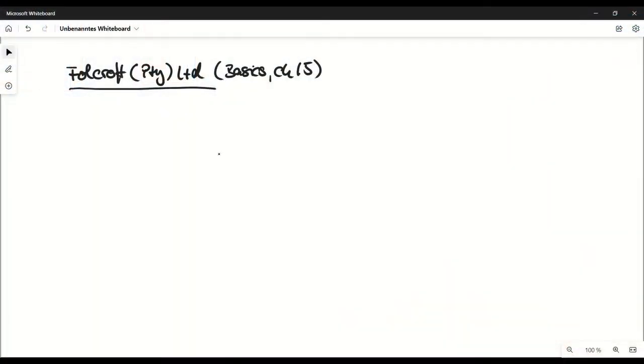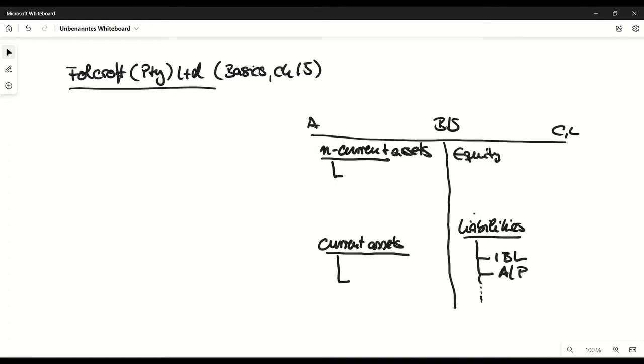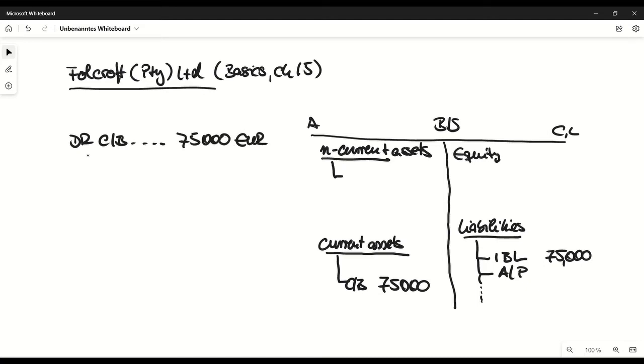I start to explain what happens with the bank loan by the balance sheet. In the first place, the company will take the bank loan, which gives them 75,000 in the cash bank account. The contra entry is made in interest-bearing liabilities. So it is a debit entry in cash bank, 75,000, and a credit entry is recorded in the interest-bearing liabilities account.